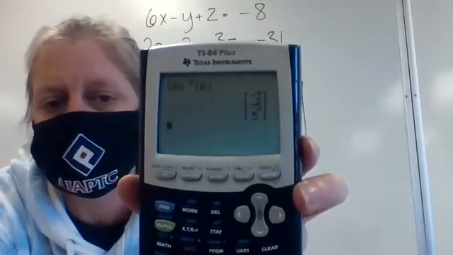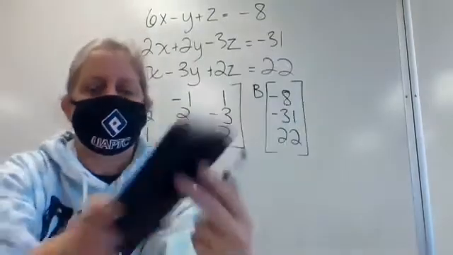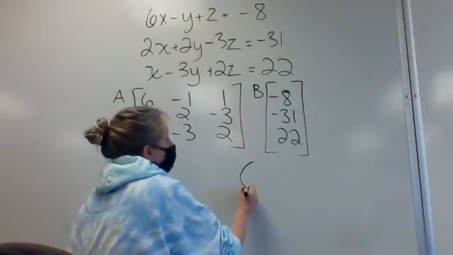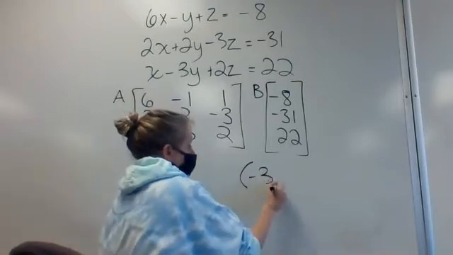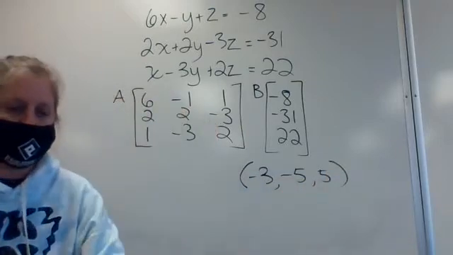So there is your X, Y, and Z: -3, -5, +5. And again, you're going to enter this as what's called an ordered triple: (-3, -5, 5).